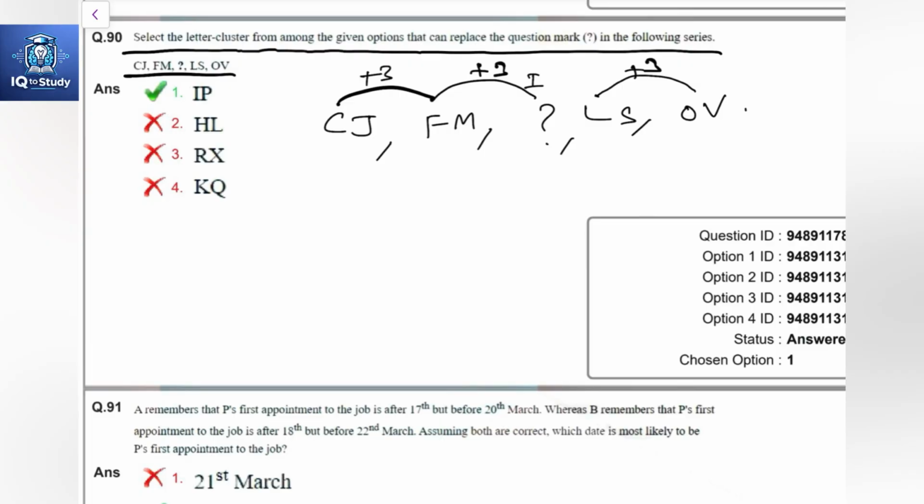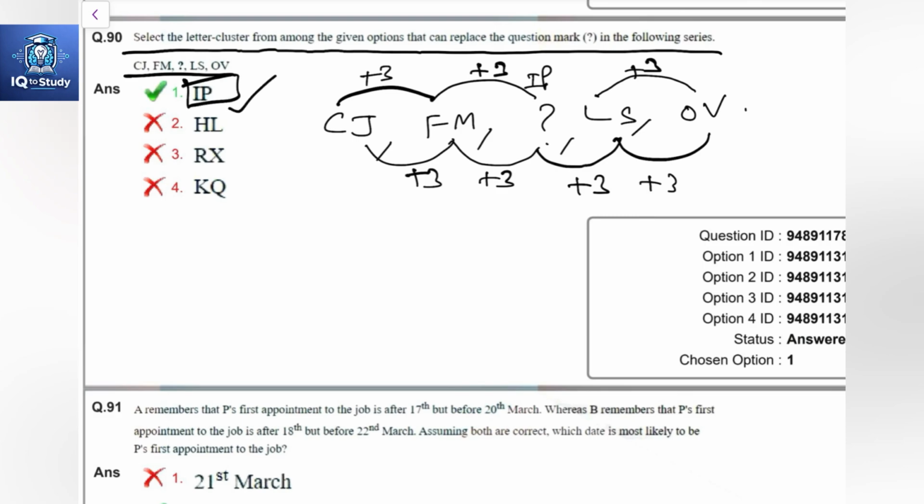And similarly, J plus 3 is M and M plus 3 is P, and P plus 3 is S and S plus 3 is V. So the answer is IP, which is option number 1.